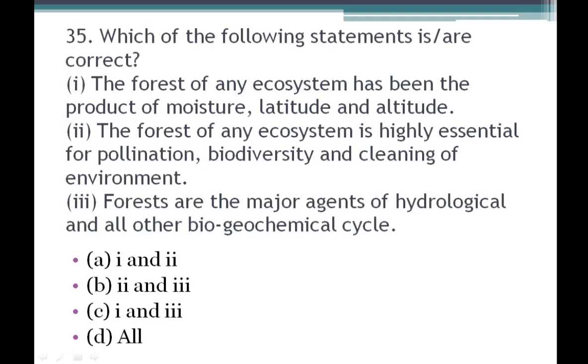Question number 35. Which of the following statements is or are correct? Number 1. The forest of any ecosystem is the product of moisture, latitude and altitude. Number 2. The forest of any ecosystem is highly essential for pollination, biodiversity and cleaning of environment. Number 3. Forests are the major agents of hydrological and all other biogeochemical cycles. So the correct option is option D, that is all of the above.